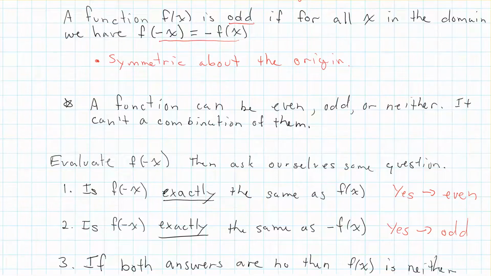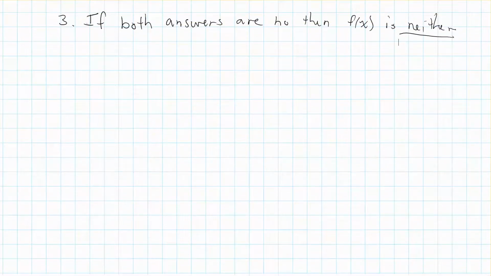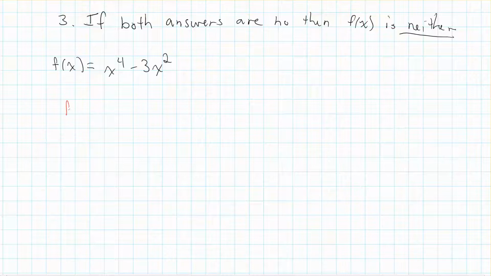Okay, so let's look at some examples of this and see where the name comes from. Let's first look at f at x equals x to the fourth minus 3x squared. We're going to determine if this is even or odd or neither. No matter whether we're checking even or odd, we always have to evaluate f at negative x. So let's go ahead and evaluate f at negative x.